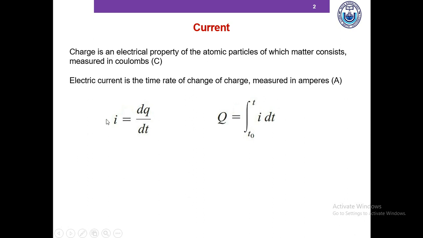Conversely, if we know the current and we're trying to determine the amount of charge that flows during a time period, that is Q, we integrate both sides of the equation on the left with respect to time. If we do that, we get the equation on the right here. Q equals integral I dt. So the amount of charge that flows between times t0 and t can be determined using this equation.